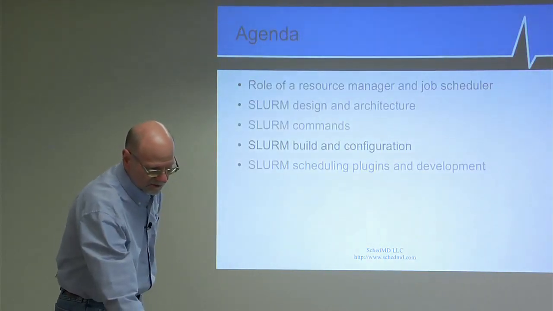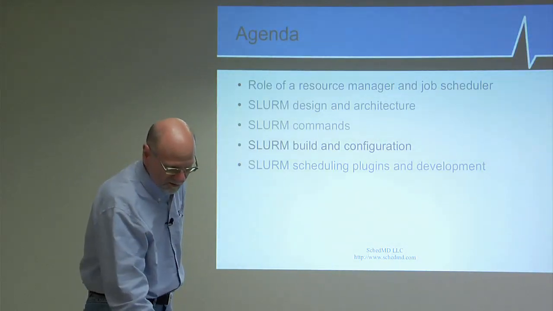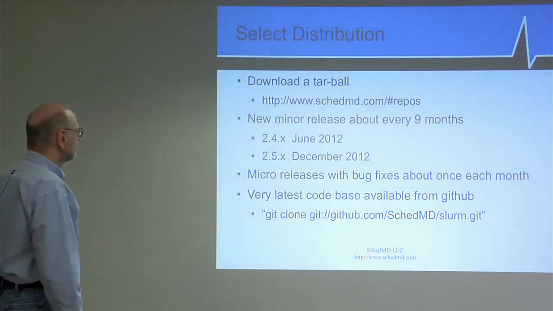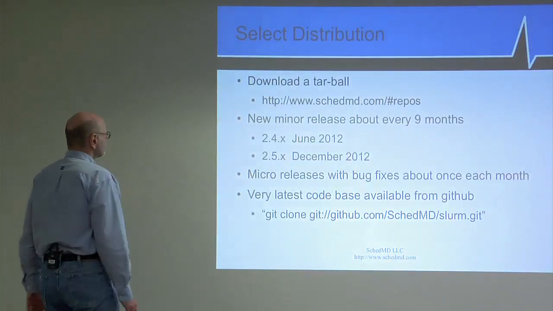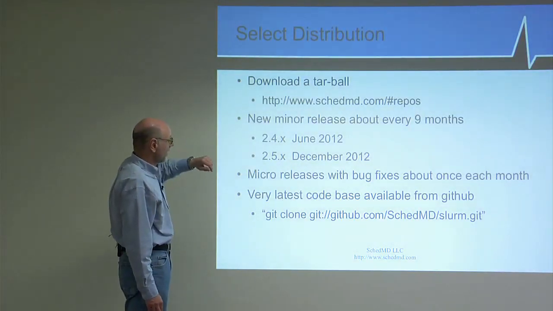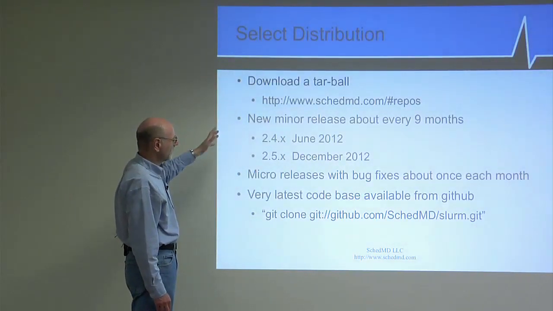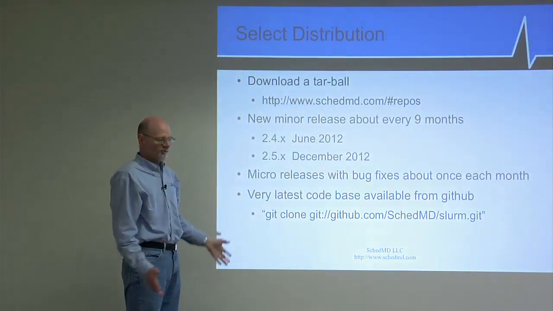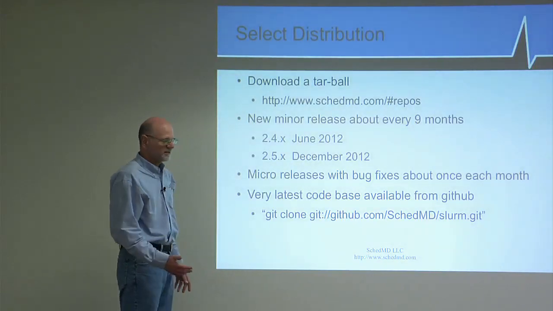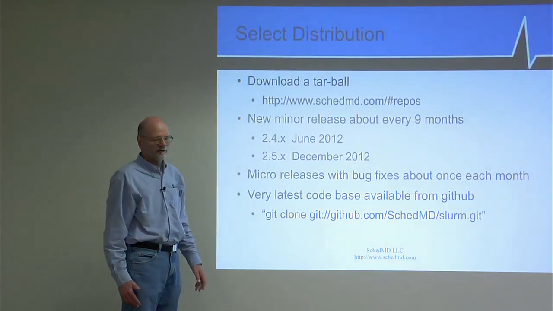So now I'll get into the build and configuration. We have the Slurm tarballs available at SchedMD at this location. We release a new minor release about every 9 months. And in between that, we release micro releases with bug fixes.